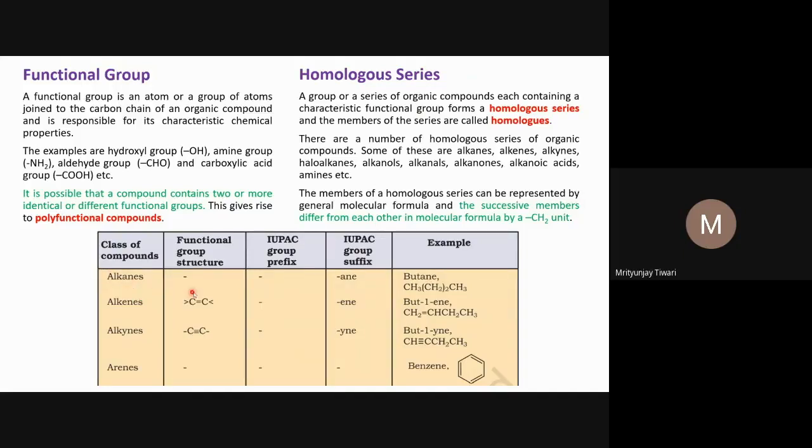So alkanes, as we know, are hydrocarbons, and these hydrocarbons contain only carbon and hydrogen.